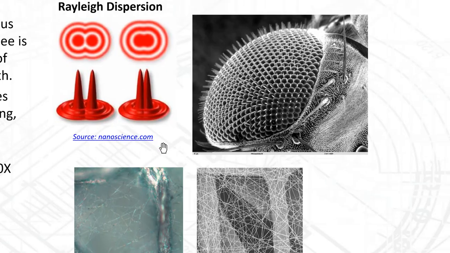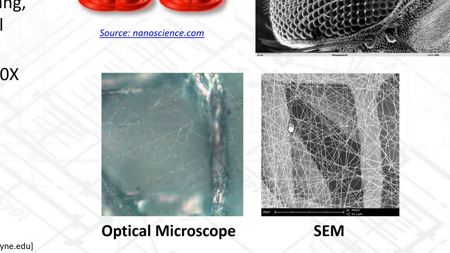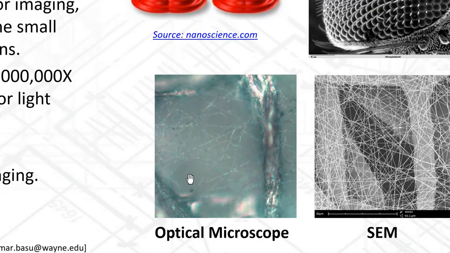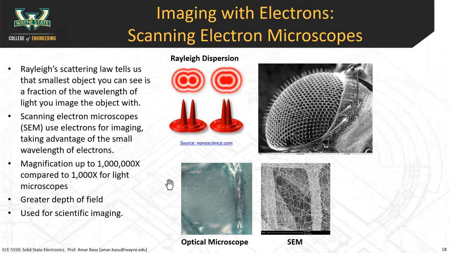I think some of you have seen pictures of this. This is a picture of an insect eyeball, a compound eye. Insects actually have tons of eyes; we only have one, but they have a bunch. These are SEM images comparing an optical microscope image with an SEM image of really small nanofibers. You can see that the SEM does a lot better in terms of resolution and imaging capability, and this is just because of the Rayleigh scattering law. So you use electrons for imaging.